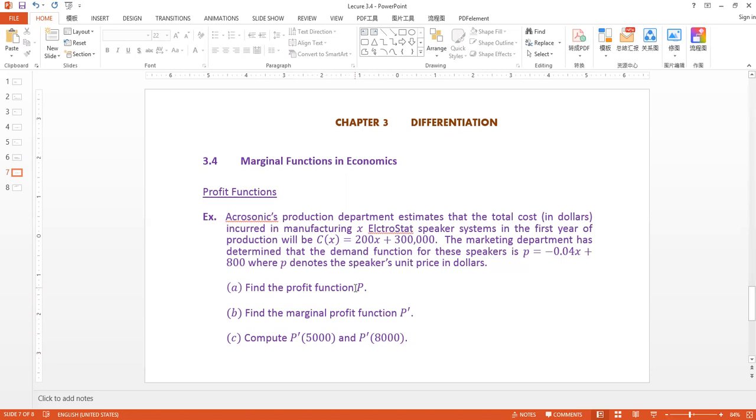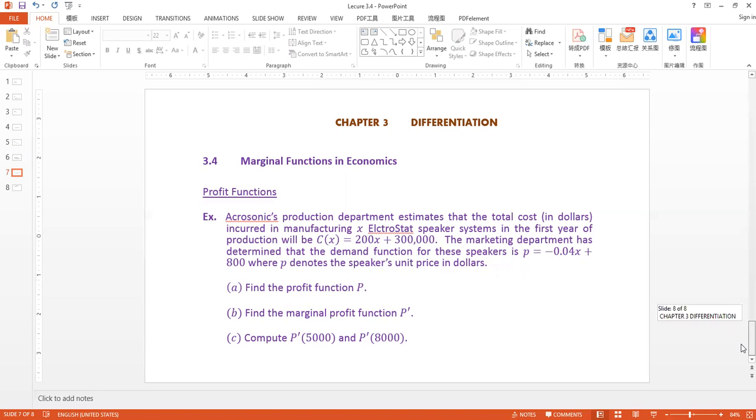The profit function is the revenue function minus the total cost. Okay, so when you calculate the profit, you need to consider both the revenue and the cost. So we know the cost function is this, it's given. So when you find the revenue function, the revenue is just the unit price p times the sales x. So that's just p times x. All right.